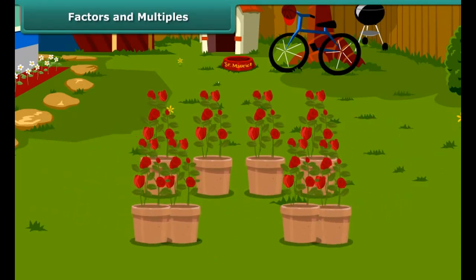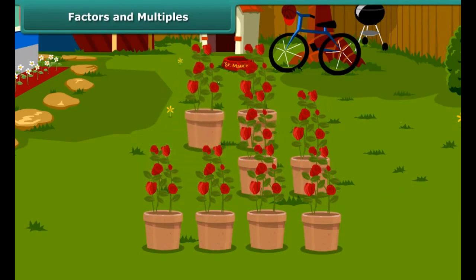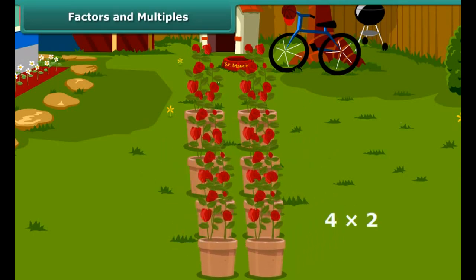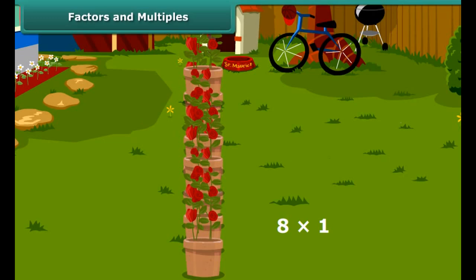Alternately, he can place them in 2 horizontal rows of 4 rose plants each. He can also place them in 4 horizontal rows of 2 rose plants each. One more arrangement is possible. He can create 8 rows with 1 rose plant in each row. Thus, there are 4 possible arrangements of rose plants.